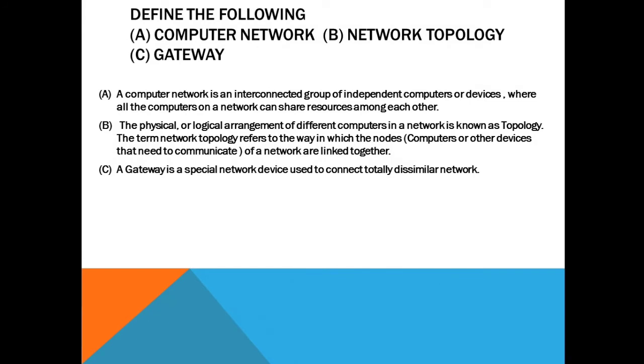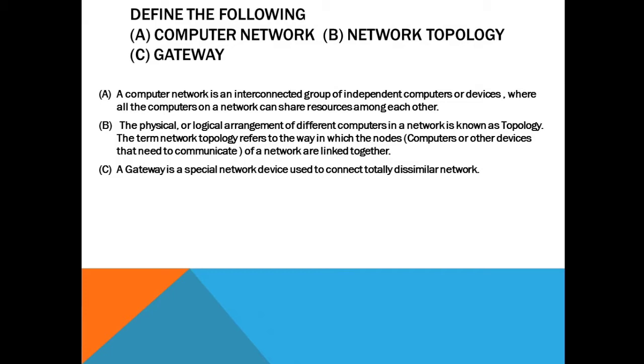Define these three things: computer network, network topology, and gateway. Here I have given three different answers according to your question. A computer network is an interconnected group of independent computers or devices where all the computers on a network can share resources among each other. कंप्यूटर नेटवर्क एक ऐसा सिस्टम होता है जहां पे सारे कंप्यूटर आपस में एक दूसरे से डेटा और रिसोर्सेज शेयर कर सकते हैं. It is called a network.